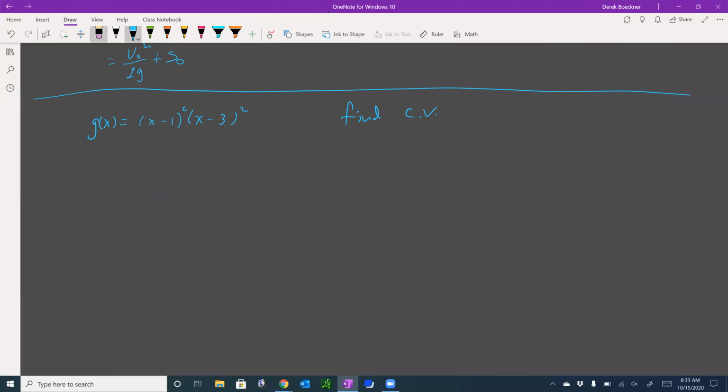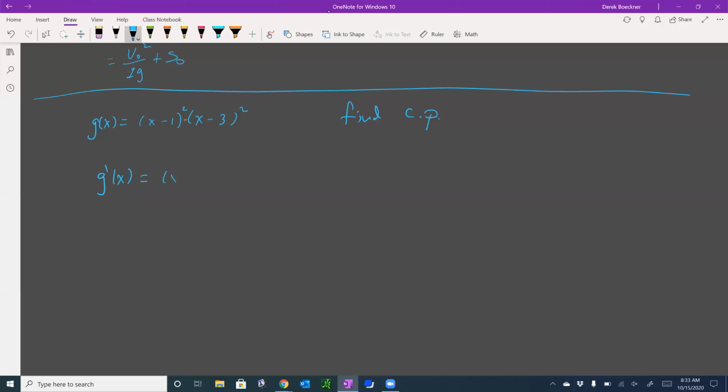Critical points. It wants critical points. We want to find all critical points here for this function. What should we do? Take a first derivative. Okay, I can use a product rule and a chain rule. So I will think of this as the product of those two things.